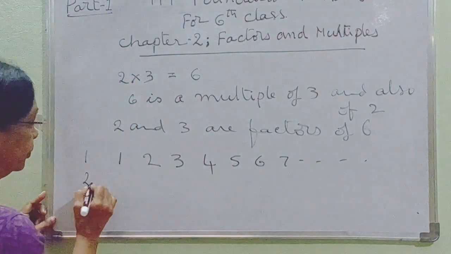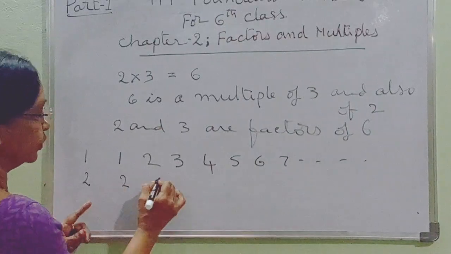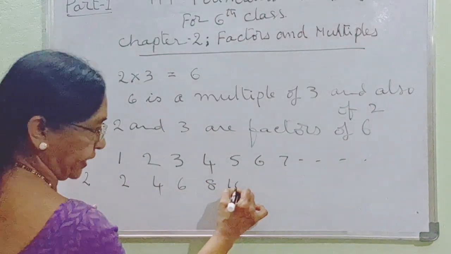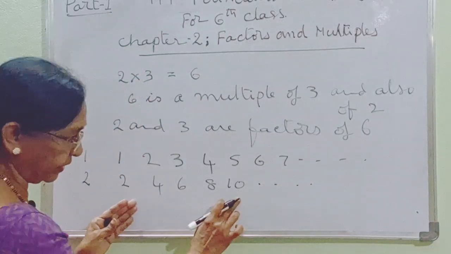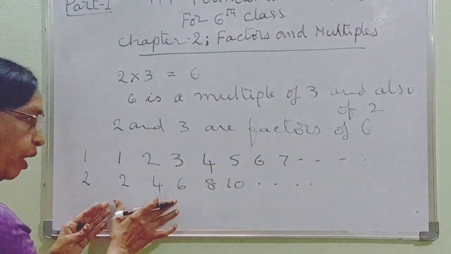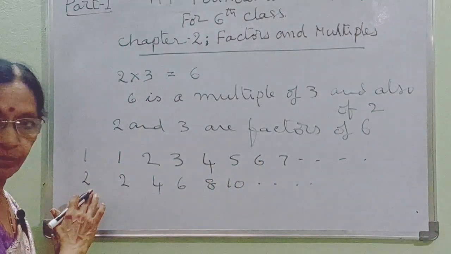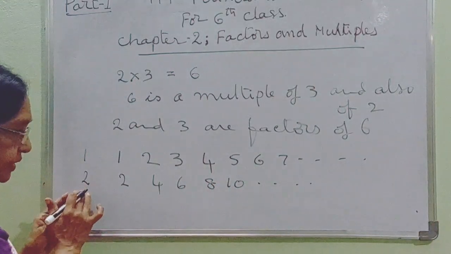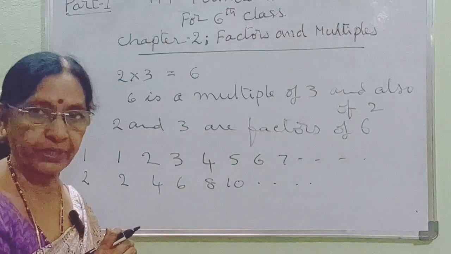If we take 2: 2 ones are 2, 2 twos are 4, 2 threes are 6, 2 fours are 8, 2 fives are 10, etc. These are all even numbers. All these numbers are multiples of 2, and 2 is a factor for all these numbers.